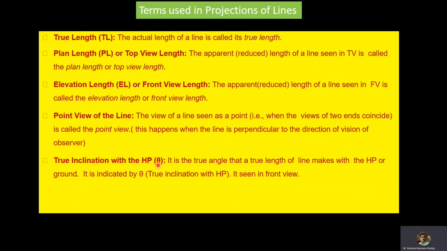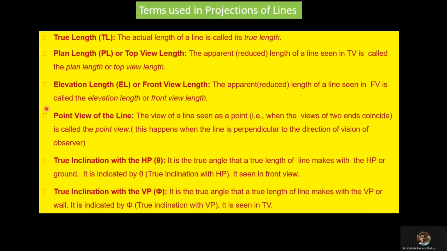True inclination with HP is denoted by theta. It is the true angle that the true length of the line makes with HP or ground. True inclination with HP is seen in front view only. True inclination with VP is denoted by phi. It is the true angle that the true length of the line makes with the VP or wall. True inclination with VP can be seen in top view.